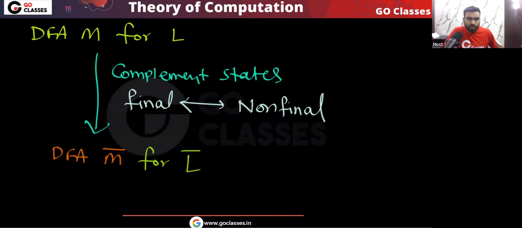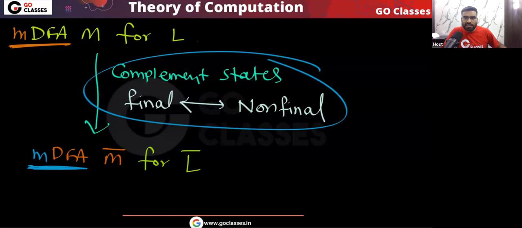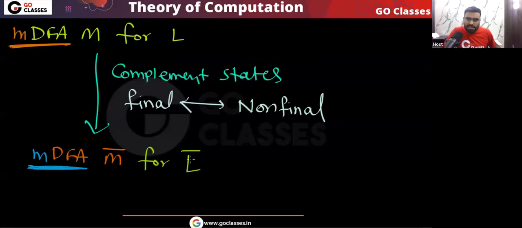Now an interesting point: if the original DFA is a minimal DFA for L, and you complement the states, then remember the new DFA will be the minimal DFA for L complement. If the original DFA is minimal, then the new DFA you get will also be minimal for L complement. So this is what we have seen.